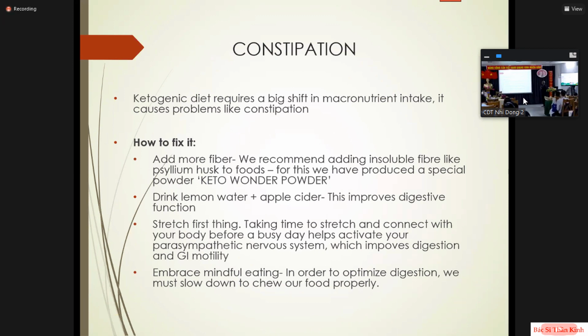Add more fiber. And for this, we have a special powder which we have made, which has psyllium husk and soy. And we call that the Keto Wonder Powder. The other is to drink lemon water and apple cider. That's the second. The third is that you should exercise. So if you exercise, your chances of constipation become less. So that's very important.